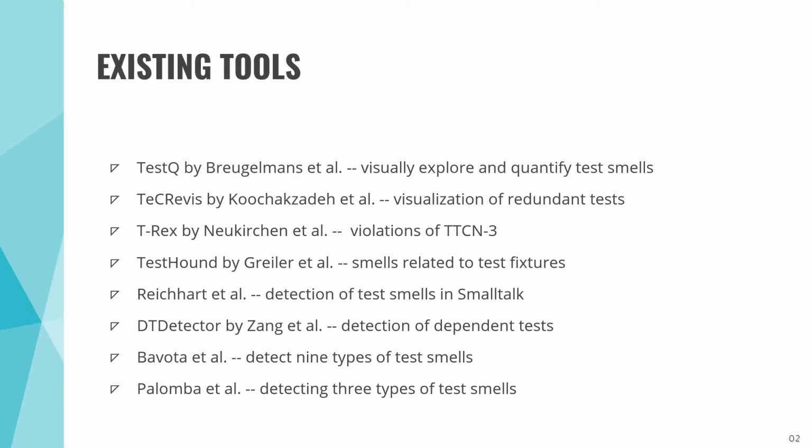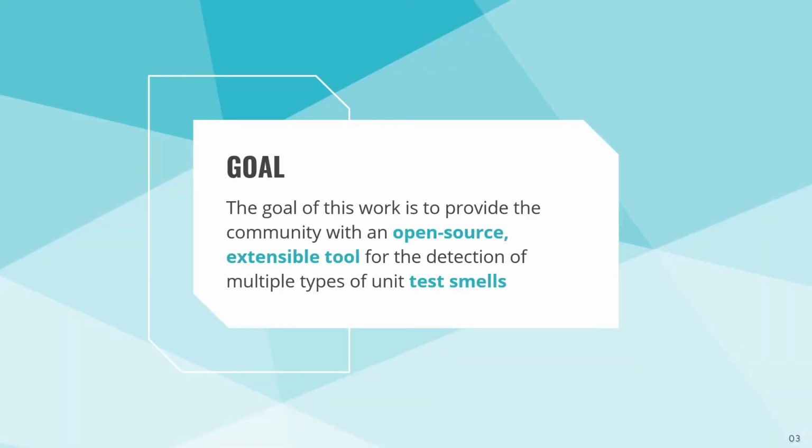As mentioned, prior work on test smells include the creation of detection tools. However, most of these tools are limited in the number of smell types that they can detect. Hence, a single tool that can detect a variety of test smells will help with developer productivity. Hence, the goal of our work is to provide the community with a single tool to detect multiple types of test smells. Furthermore, by releasing this tool as open source, developers can extend the tool to support additional smell types in the future.